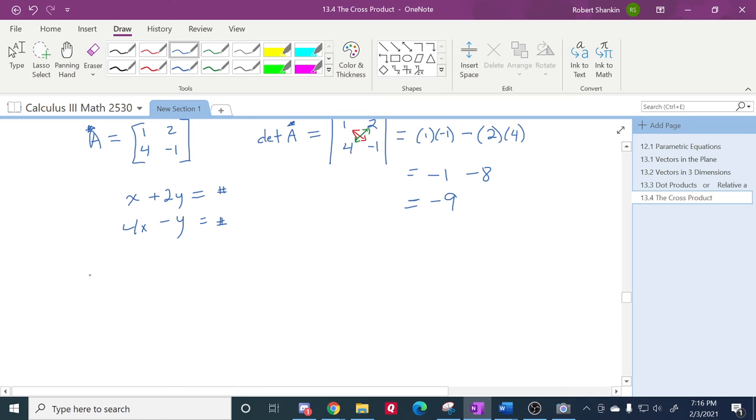Now, let me just have you practice that real quick. Take the determinant of that matrix. It is 15 minus 2, which is 13. Determinant of a 2 by 2. Any questions?